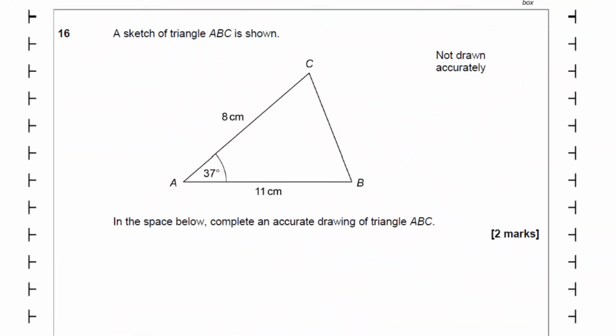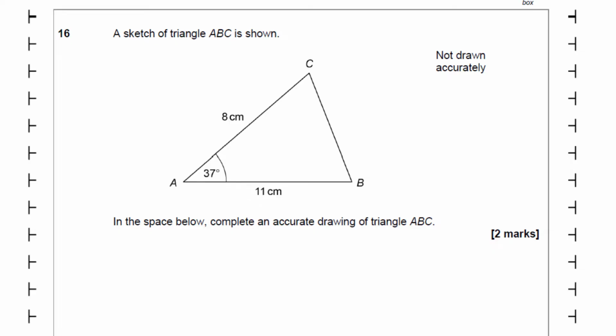Question 16. A sketch of triangle ABC is shown. And we can see a triangle here. There's an angle marked at A, which is 37. We've got one side AB, which is 11, and another side AC, which is 8. And it says, in the space below, complete an accurate drawing of triangle ABC.